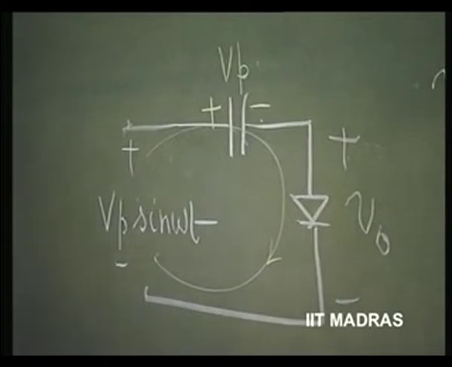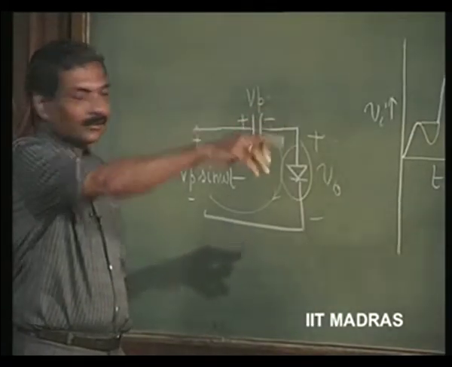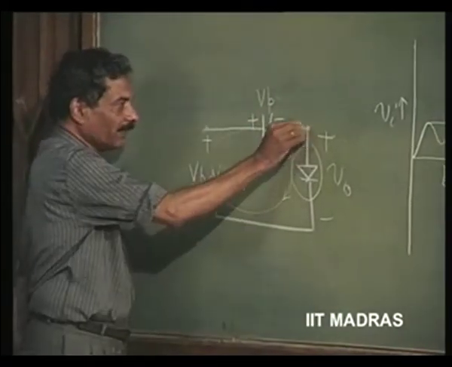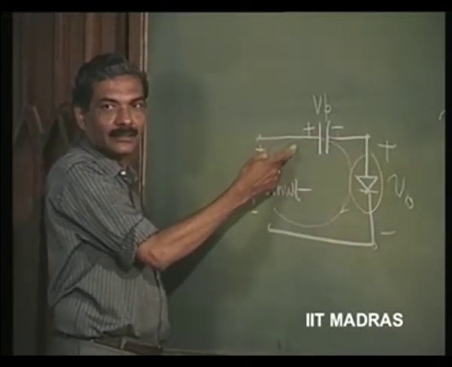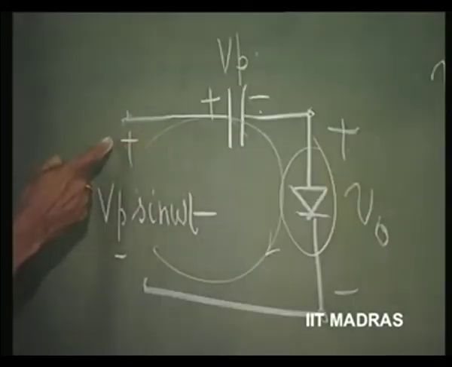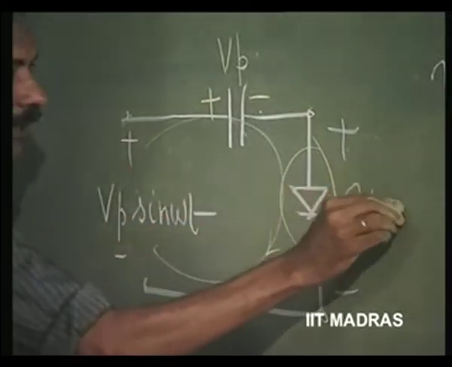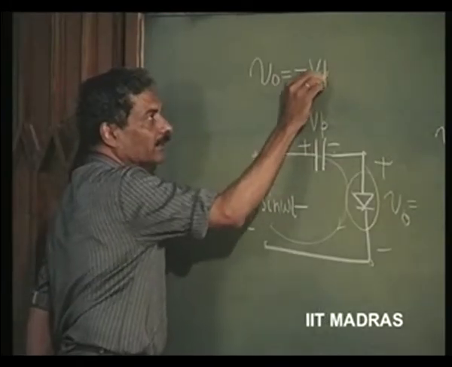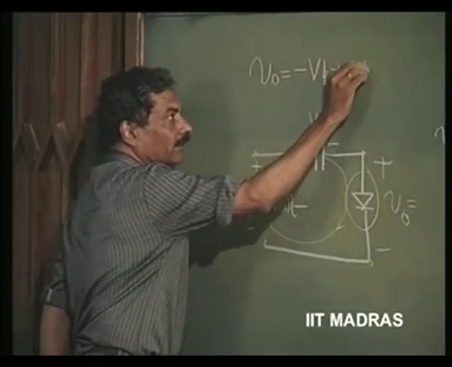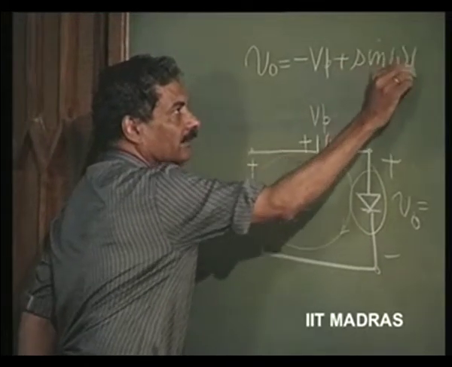So, thereafter the diode is never going to conduct. That is what we concluded there. In which case, what will be the voltage between this and this? Minus Vp plus Vp sin omega t. So, the voltage V naught is minus Vp plus Vp sin omega t.